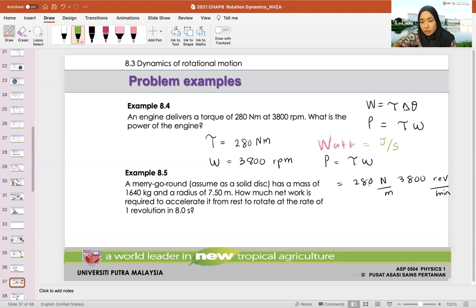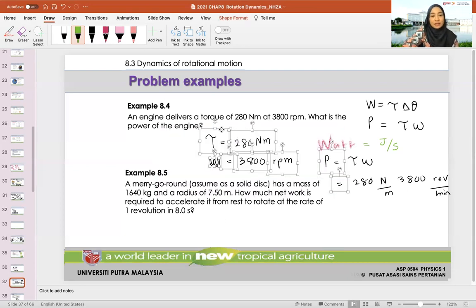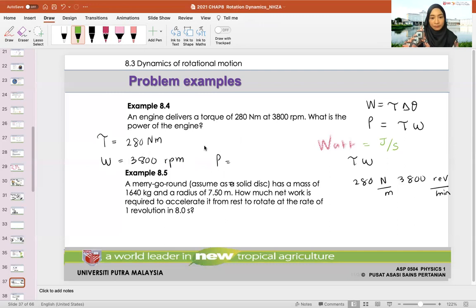So torque is 280 Newton meters, and this is 3,800 revolutions per minute. I don't see any joules per second going on here. What do I need to change? We have to change RPM to what? What is the SI unit for omega? Radians per second. Okay, so everyone is still awake, I just wanted to check. Let's move it over here.